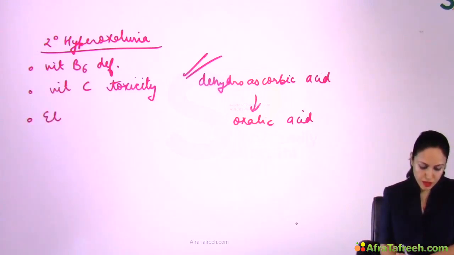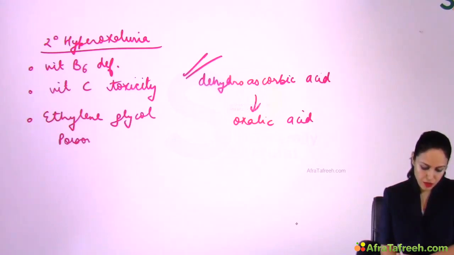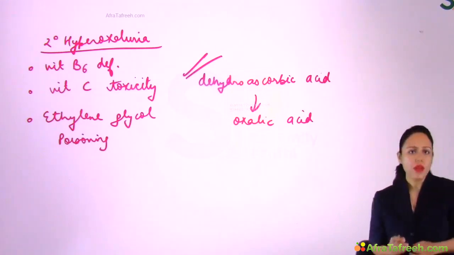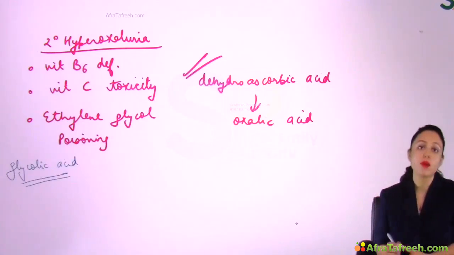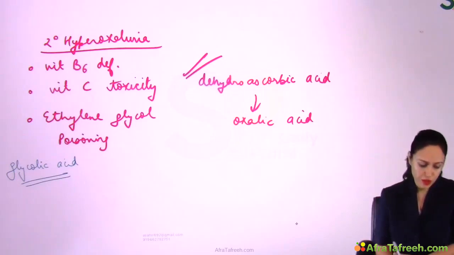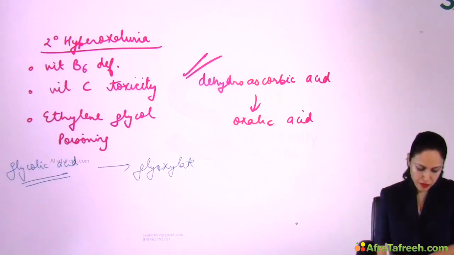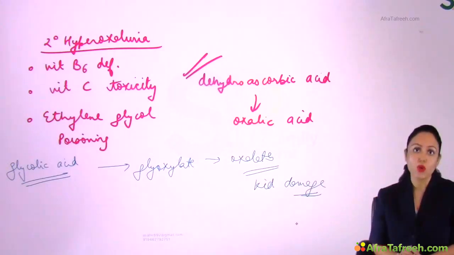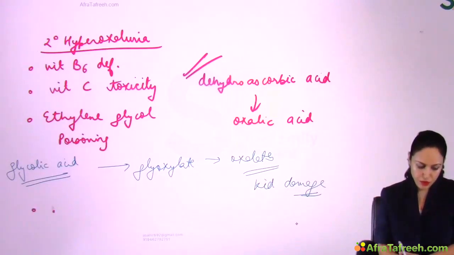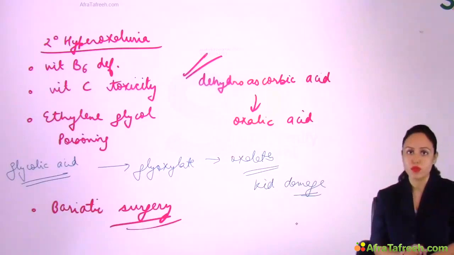Also, ethylene glycol poisoning will lead to this condition. What happens in ethylene glycol poisoning? Glycolic acid is the main toxic compound which is formed in this poisoning. This glycolic acid is converted to glyoxylate, and glyoxylate, you know, will form oxalates, and these oxalates can cause kidney damage. So they say that ethylene glycol poisoning can cause kidney damage. And one more reason you can write, bariatric surgery. Bariatric surgery will also lead to secondary hyperoxaluria, right?